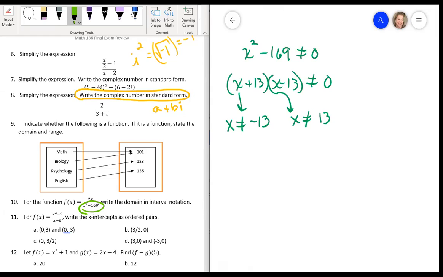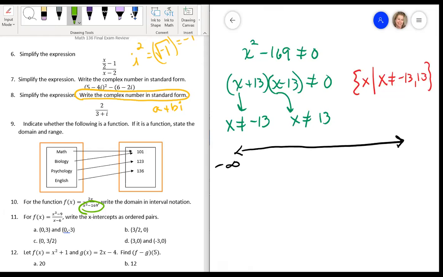So if they said put it in set builder notation, then I would have said it's the set of all x such that x cannot equal negative 13, positive 13, and I'd be done. But no, they want interval notation. Well, for interval notation, sometimes it helps to see this on a graph. Here's my number line. Negative infinity is way down here, positive infinity is up here, and on my number line, here is the negative 13, and up here is the positive 13.